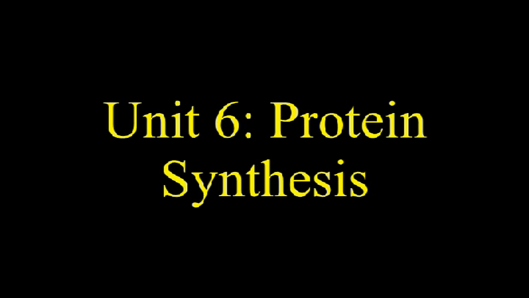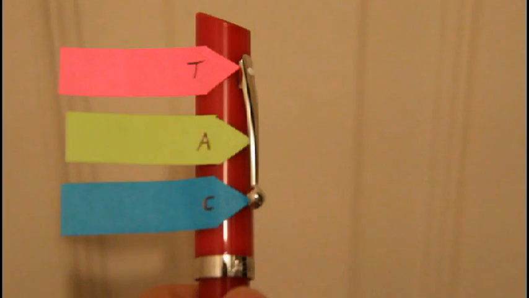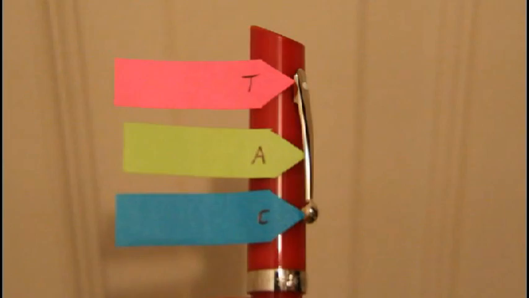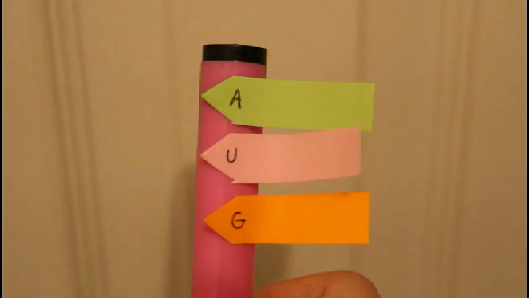The first step of protein synthesis is transcription. It's when mRNA is made from a DNA blueprint. First, helicase unzips the DNA, and then RNA polymerase takes the nucleotides to form the mRNA strand, which would be AUG. T bonds to A, A bonds to U because it's RNA, and C bonds to G. This is the mRNA strand. And then the DNA gets zipped up by ligase. The mRNA then leaves the nucleus and enters the ribosomes in the cytoplasm.